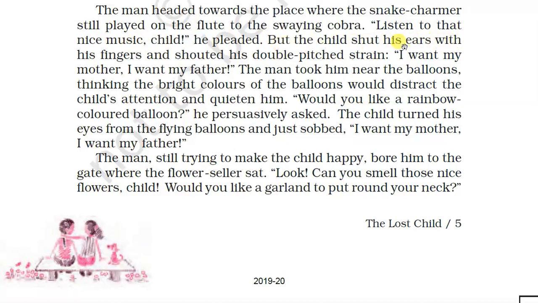want, still shut his ears. By putting his fingers in both his ears, he shut and closed his ears, that I don't want to listen anymore. I want my mother, I want my father. Only one request continuously: I want my mother.